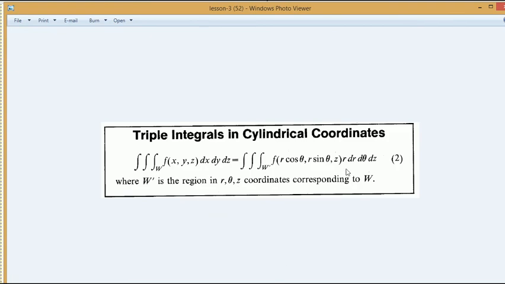And this is cylindrical coordinates with the Jacobian being r. So I want you to memorize this one. If you're using cylindrical coordinates, z is untouched here. Then the Jacobian is r.